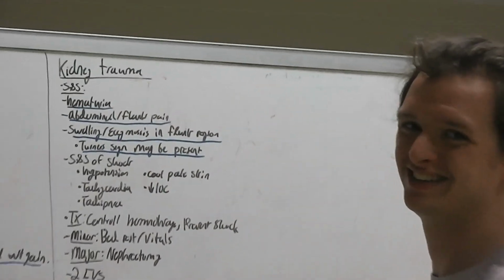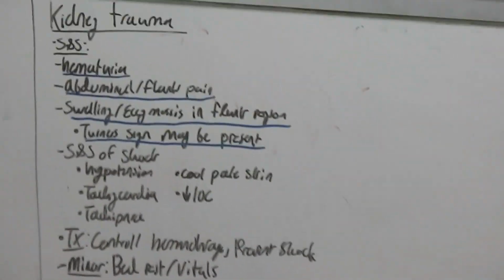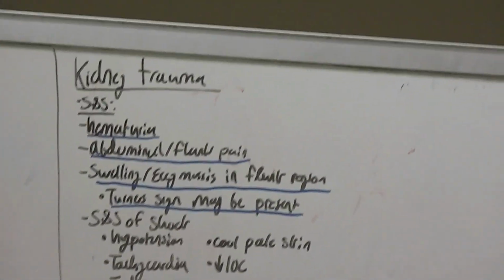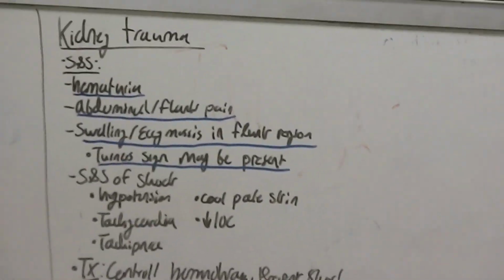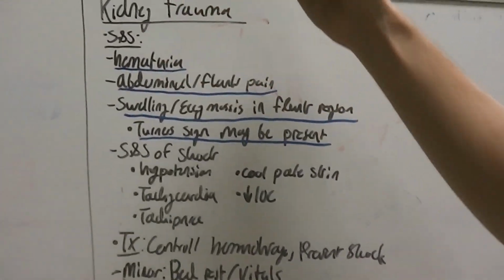Now, where's Turner's sign, Caleb? Turner's on your back. It's on your back. Your flanks. Where's colon's? Colon's on your abdomen, belly, stomach, belly button. Yep.